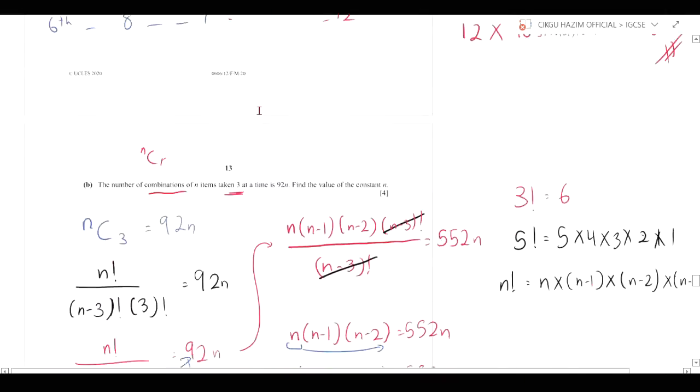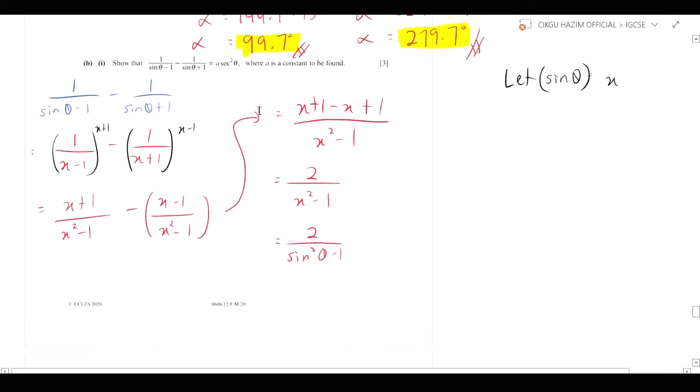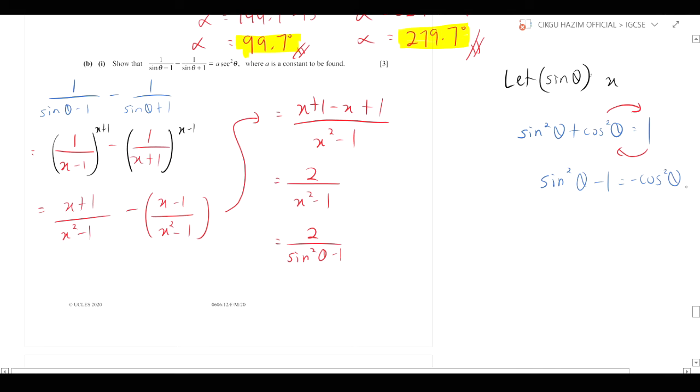So go back to the question. We know that sine squared theta plus cos squared theta must be equal to 1, but what we have here is sine squared minus 1. So if it's minus 1 here, I move this 1 to the left and move cos squared to the right side. That's why sine squared theta minus 1 equals negative cos squared theta. So I substitute it here, and you can see it will be 2 over negative cos squared theta.